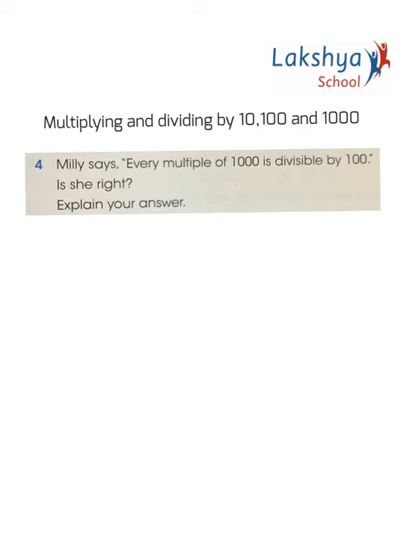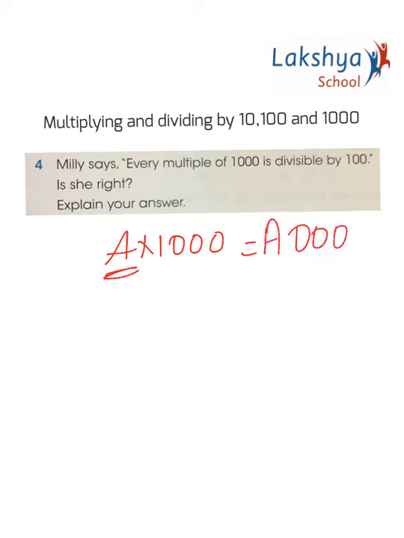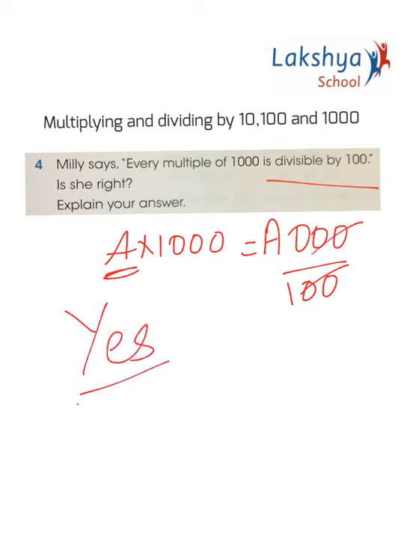Question 4. Millie says every multiple of 1000 is divisible by 100. Is she right? Let us work it out and check. Every multiple of 1000, that is, let's take a number to be A. When you multiply a number by 1000, we get A followed by 3 zeros. Is it divisible by 100? Yes, of course it is divisible by 100. So what she tells is right.